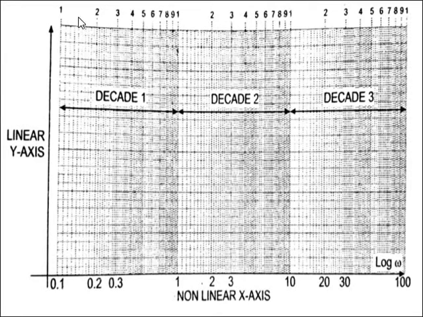So 10 different values are nothing but one decade. Here 1, 2, 3, 4, 5 and so on up to 9. A total of 10 different values is nothing but a decade. This is one decade, second decade, third decade. In a Bode plot, the characteristics are changed according to the decades.